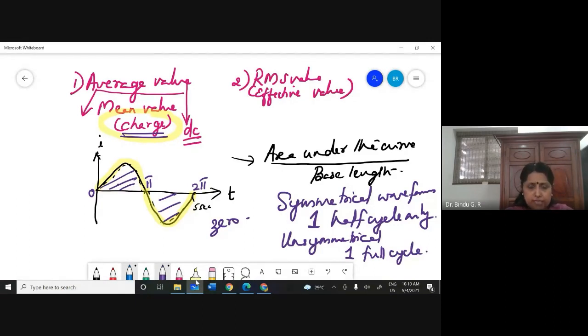Because unsymmetrical means one half will not be the same as the other half. So you need to consider the full cycle together, or else you will be losing some information. If you confine your derivation only to one half cycle, what is happening in the other half cycle, which is unsymmetrical, is not known to you. Which means when it is a symmetrical waveform, you have to limit it to half cycle, because otherwise your mean value will become 0. If it's an unsymmetrical waveform, you have to find the average value for one full cycle.